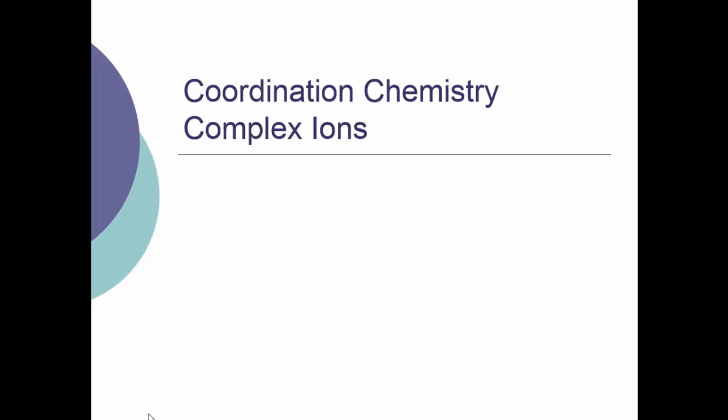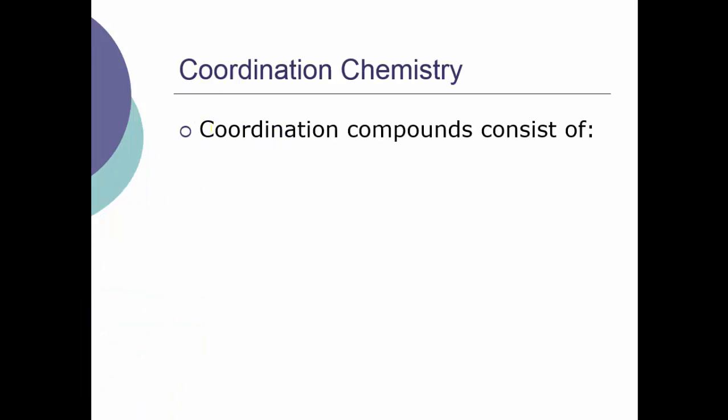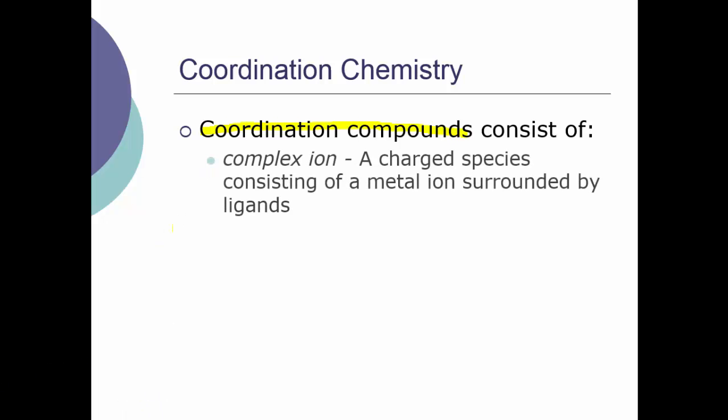Okay, today we're going to talk about complex ions and coordination chemistry. So, for coordination chemistry, there's a couple of things that we need to be familiar with. First of all, what a coordination compound is. A coordination compound is going to consist of a complex ion, which is a charged species consisting of a metal ion surrounded by ligands.